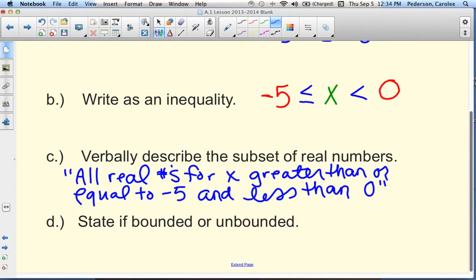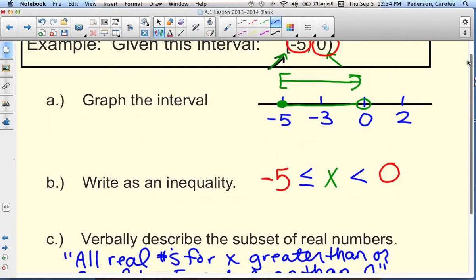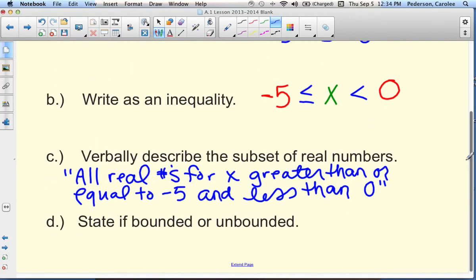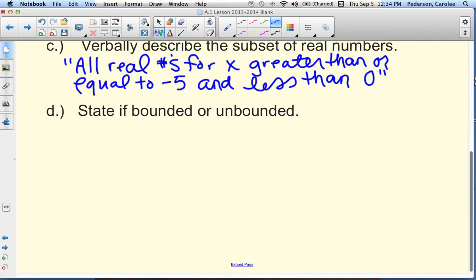Since this starts at -5 and stops at 0, it doesn't go off in infinity one way or another or both. We say this is a bounded interval.